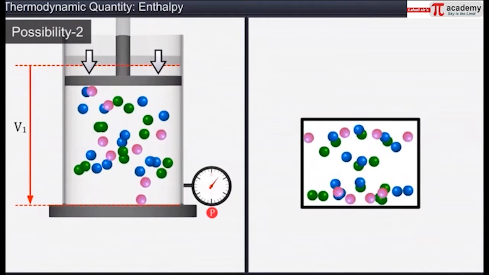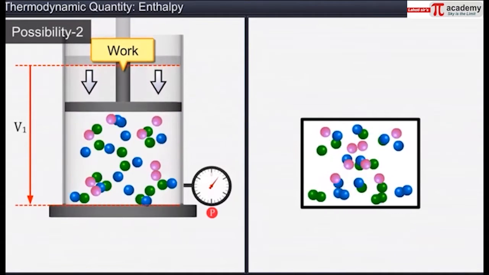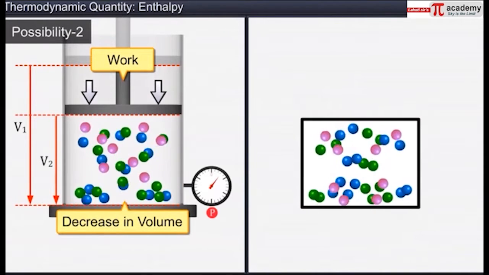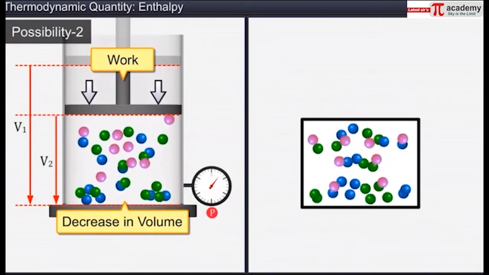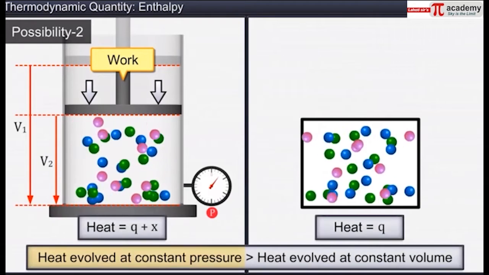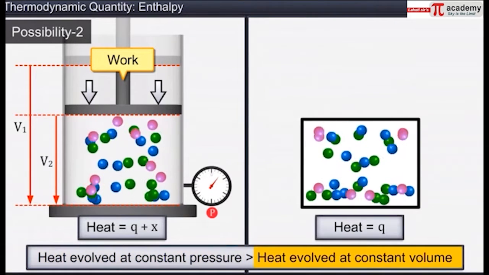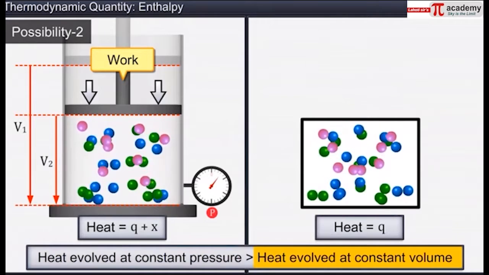The other possibility is that if the reaction is carried out with decrease in volume at constant pressure, then the work is done on the system and heat evolved would be greater than the heat evolved at constant volume.